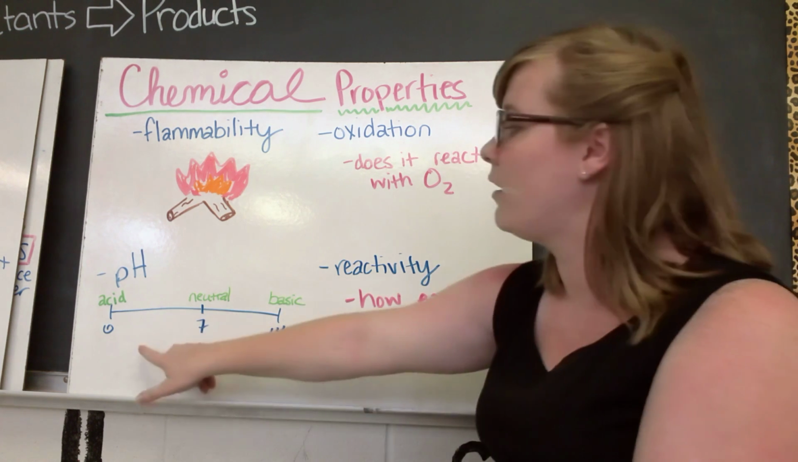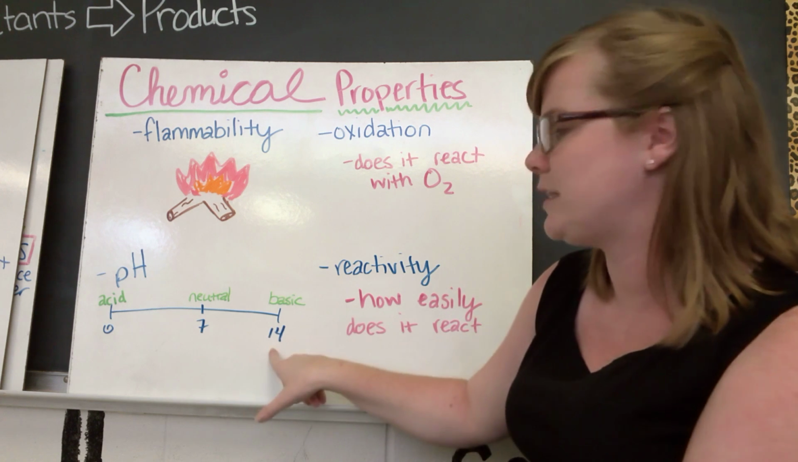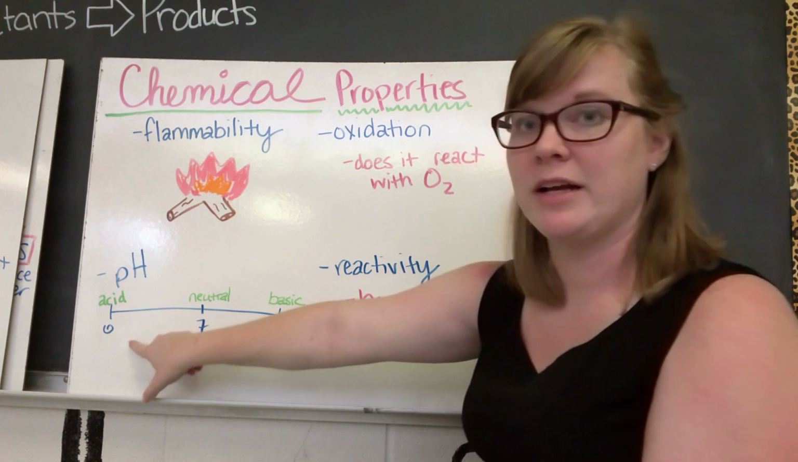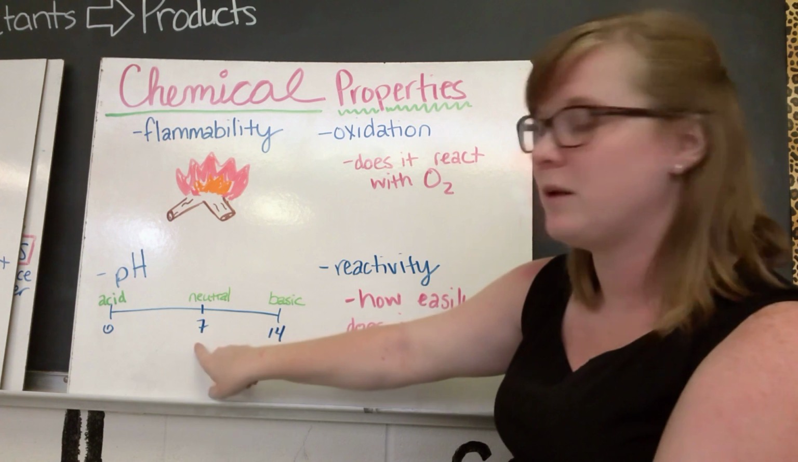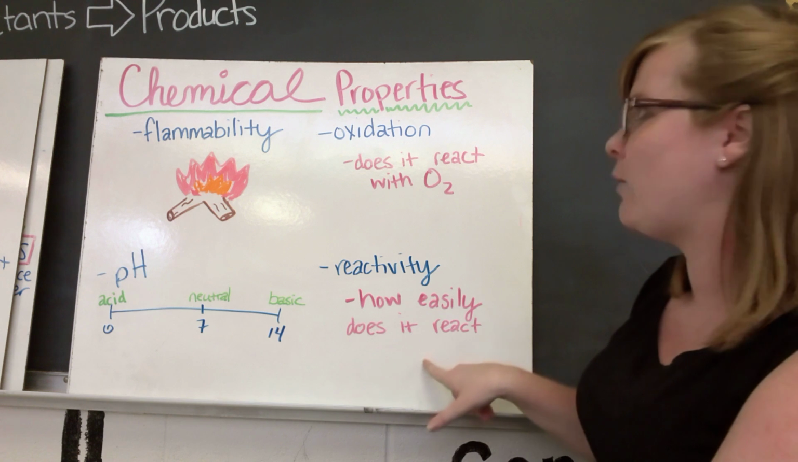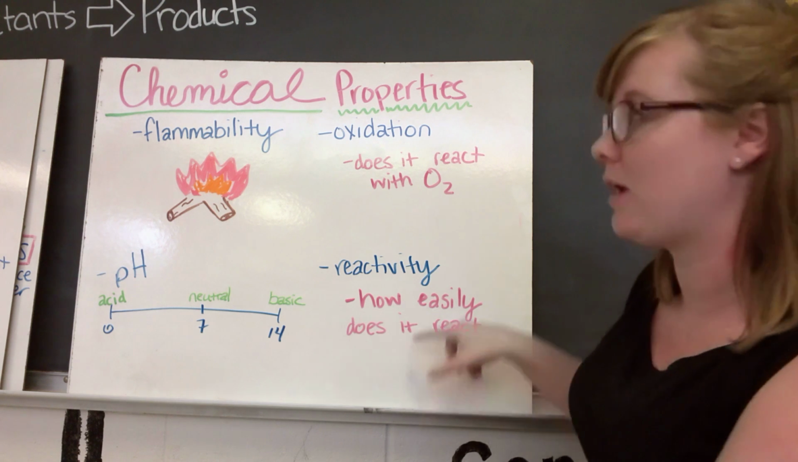This is measured on a scale of 0 to 14, with 14 being very basic, like bleach, and 0 being very acidic, like lemon juice. Water is right in the middle, it's neutral. It's got a pH of 7. And then reactivity is how easily it's going to react to something.